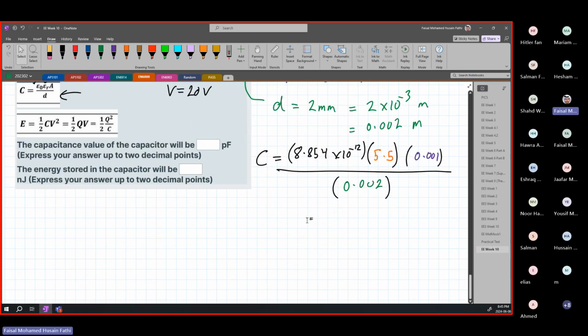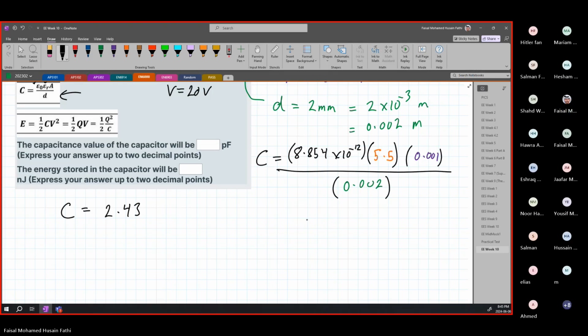So if I just put this in the calculator very quickly, 8.854 times 10 to the negative 12 times 5.5 times 0.001 over 0.002. This will give me my capacitance. Express your answer up to 2 decimal places. I got 2.3243, so I'll keep it this way, times 10 to the minus 11.